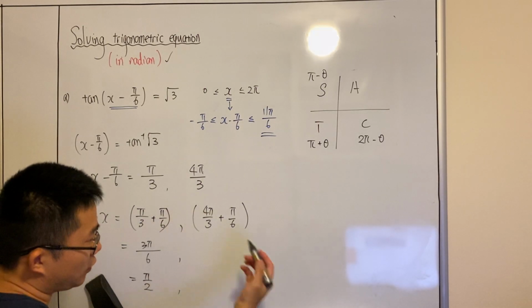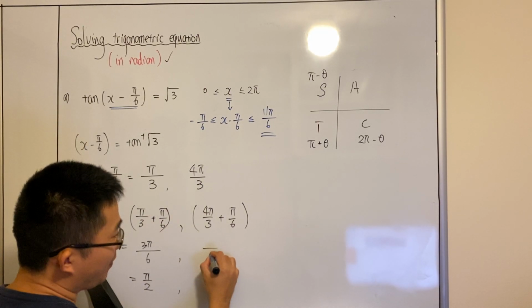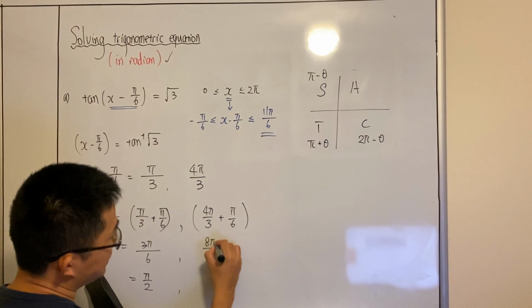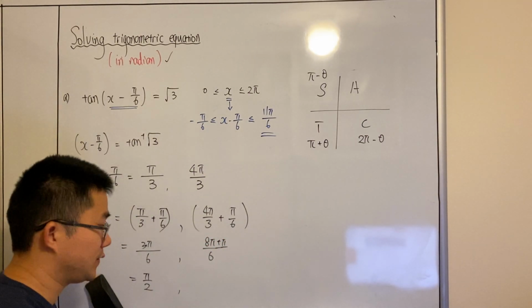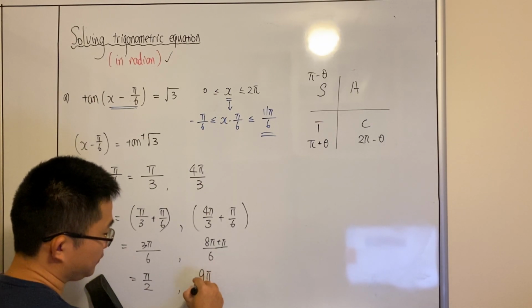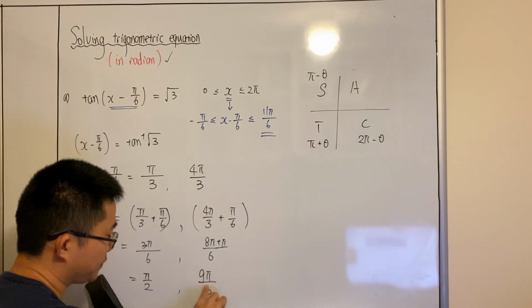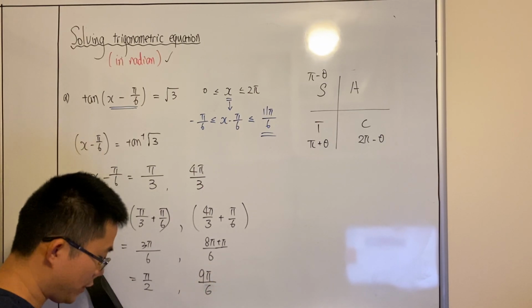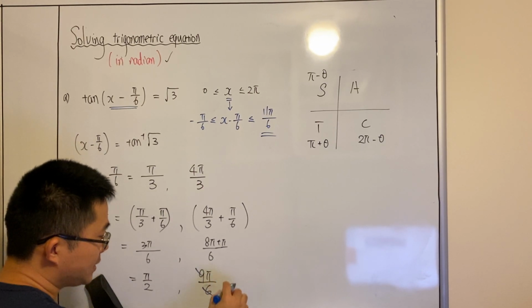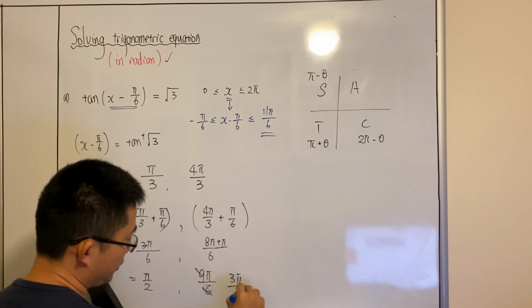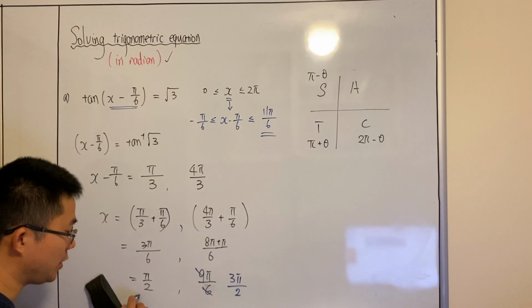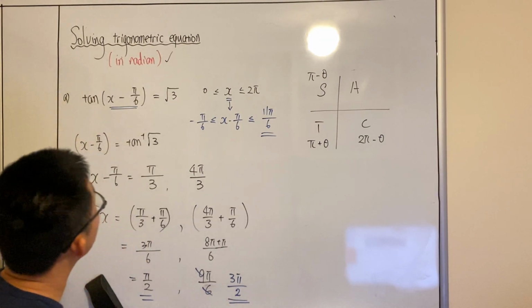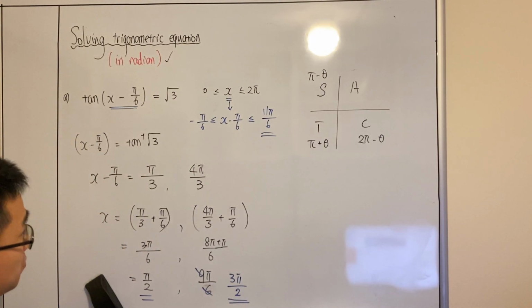We need to still do the same thing. Make the same denominator, so that's 6. That's 8 pi plus pi, which is 9 pi on 6. Now, hopefully you remember to simplify this one here. So that gives you 3 pi on 2. That gives you the final answer. So you've got 2 answers here, pi on 2 and 3 pi on 2. That's how you solve this first question.